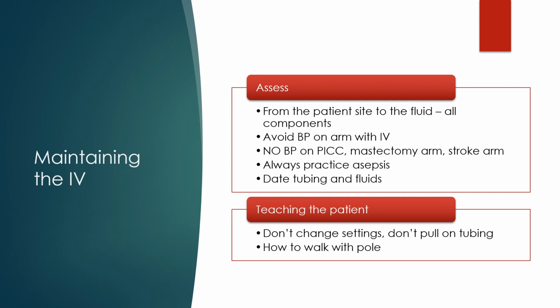So we've talked about several of these. The two assessments that we've talked about are you want to avoid taking a blood pressure on the same arm with that IV. When we pump up that cuff, we're essentially using a tourniquet effect, and that's going to cut off that venous supply. The other is no blood pressure on the side of a PICC, mastectomy, or stroke patient. Those are the two that if we have an IV, what do we want to make sure we're doing? Teaching the patient not to change the settings, don't pull on the tubing, how to walk with the pole if they need to get up and about to the bathroom or walk the hallways.